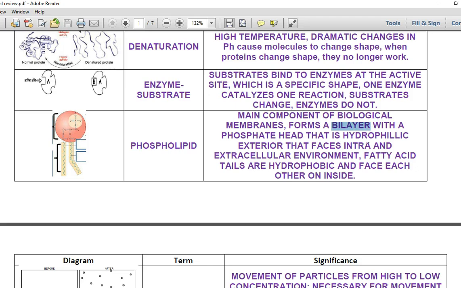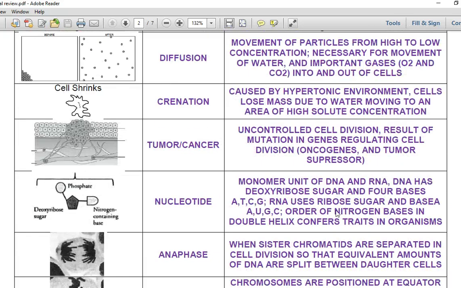Remember, like our little jellyfish hands that we made. The heads are going to face the outside, and then inside the cell membrane, the fatty acids face each other in that hydrophobic environment. And this is what causes barriers between the cell and the outside world.